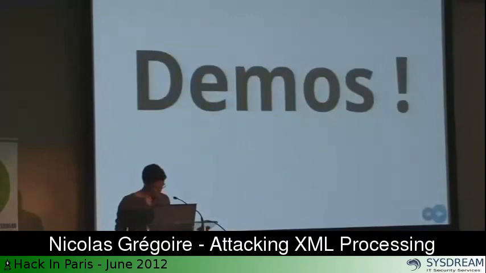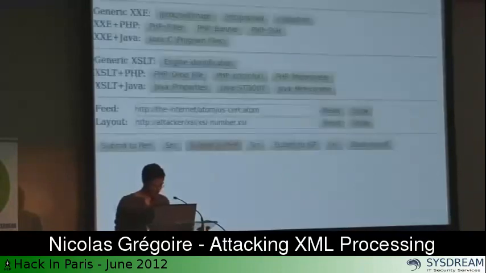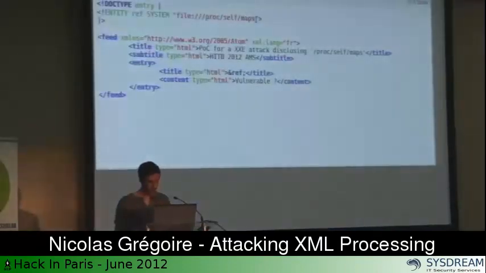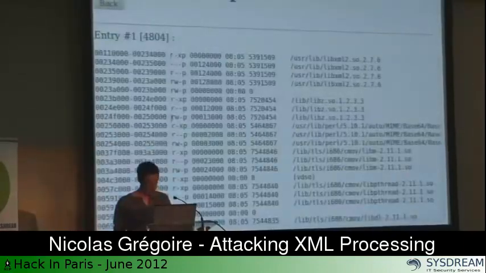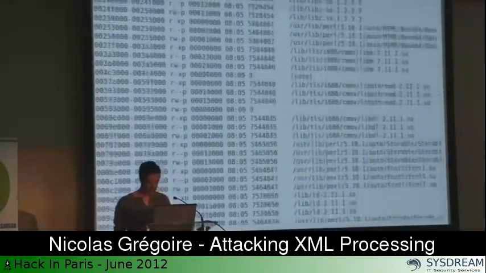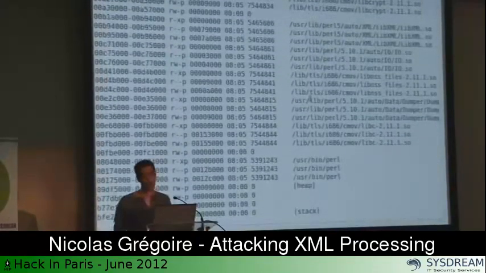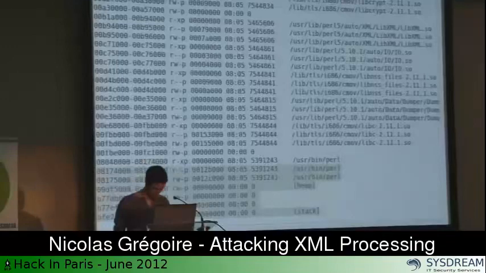Okay, demo. So here I try to read /proc/self/maps, which is the memory mapping of the current process. Okay, that's a Perl application. It's very easy to see it here. And if you have some Perl vulnerability, you now have the address of the heap and the stack of your current process, which is very useful.